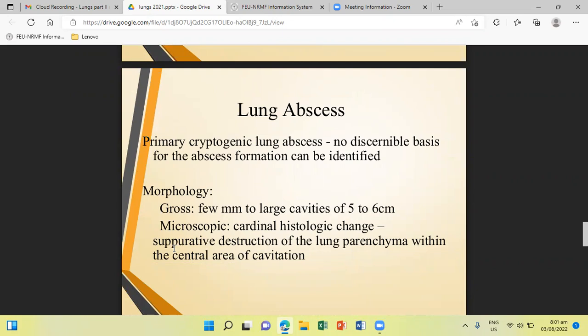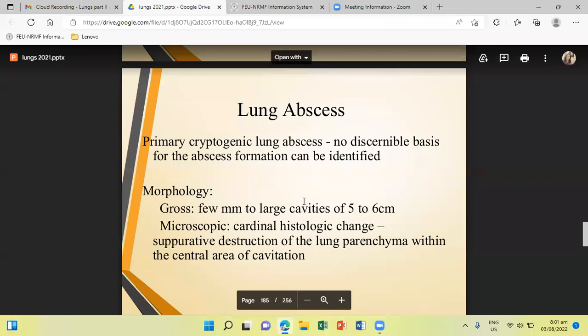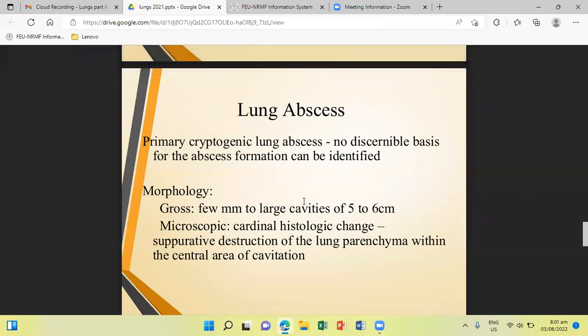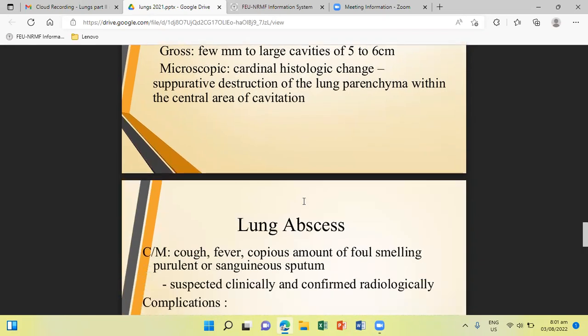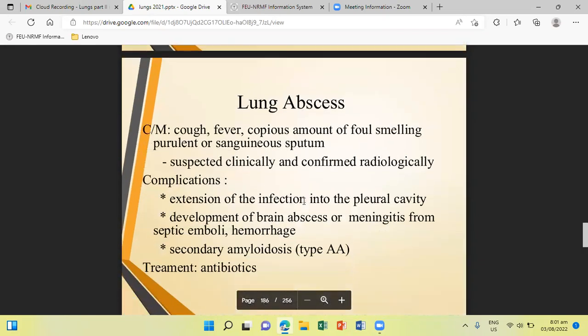So you end up with cystic cavities. The cavities are expected to contain pus or suppurative material. So your patient is expected to have a copious amount of foul-smelling, usually purulent, serosanguinous sputum that can then be subjected to, again, culture and even gram stain.